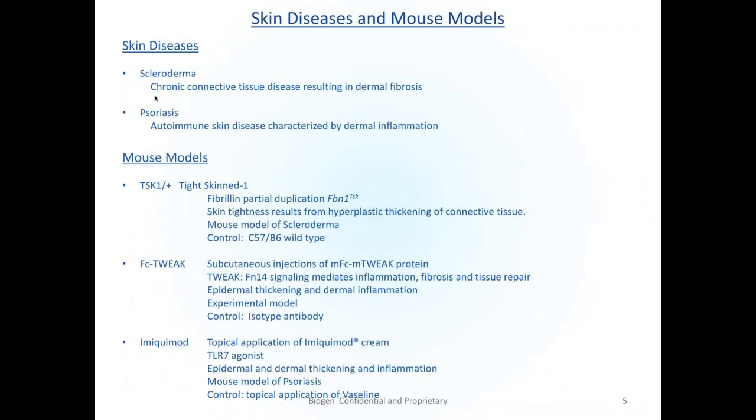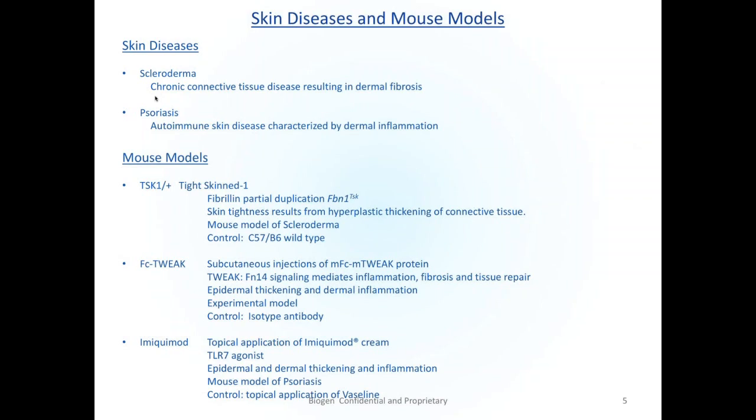Okay, so these slides are going to be recorded, so I don't have to go through all of this, but I did want to give a little bit of background of which types of skin diseases and models we were focusing on. So the discovery group was very interested in scleroderma, and so this is a chronic connective tissue disease, and it results in a lot of dermal fibrosis and actually damage to other organs as well, but this is actually an important clinical target.